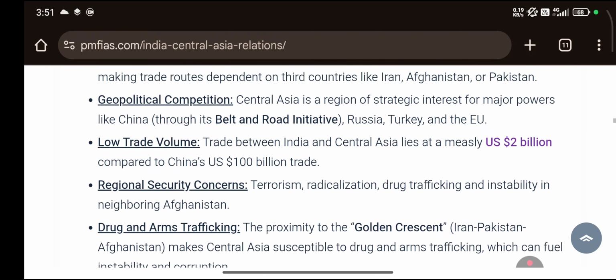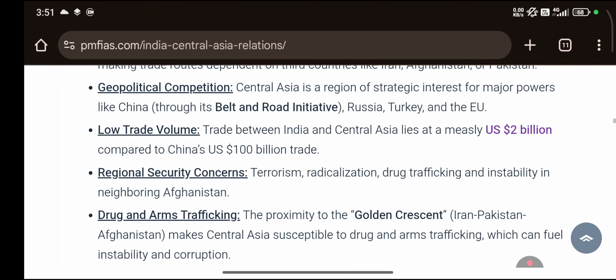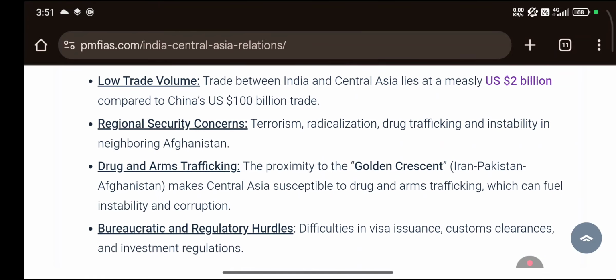Low trade volume. Trade between India and Central Asia lies at merely US $2 billion, compared to China's $100 billion. So China has a trade of $100 billion, and India and Central Asia only $2 billion. See, China is 50 times ahead of us. So that is a very major concern.